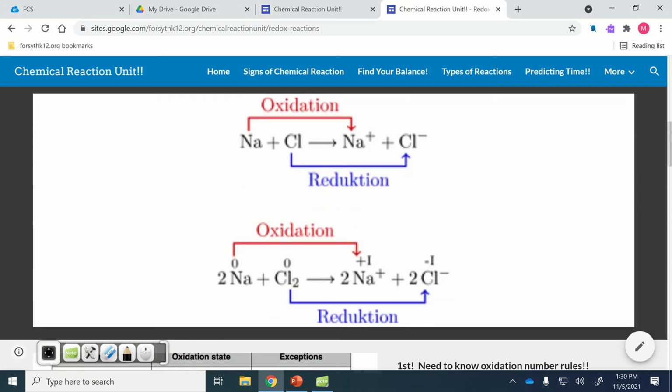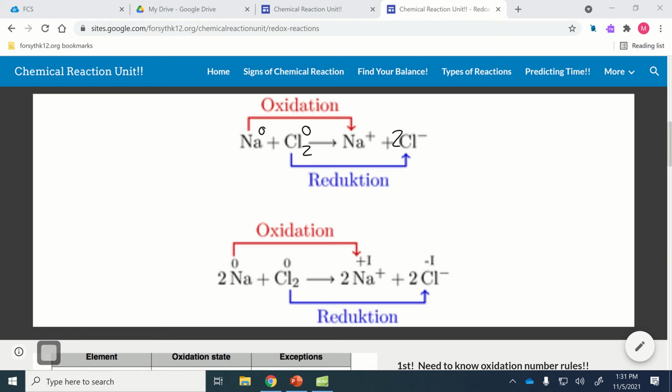So here's just a quick little picture showing that. I don't know why they spell reduction as D-U-K. But oxidation reduction, what you have there basically is, at the beginning here, you have sodium is 0 charge. This chlorine is 0 charge. I don't know why it wouldn't be Cl2. It should be Cl2. I'm going to put that there.